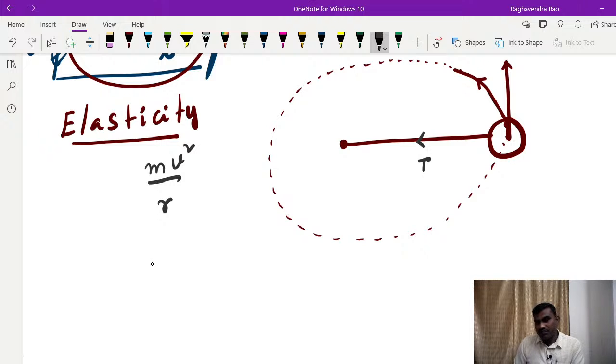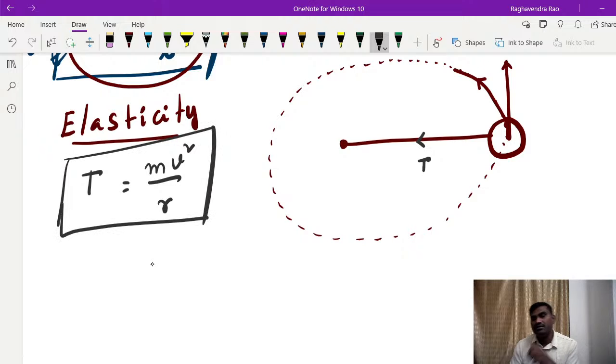Now this tensional force is due to the elastic nature of this string, and without breaking the string, the tension in the string provides the necessary centripetal force to revolve this stone in a circular path. So this point is also related to the elastic nature of the string. That is the reason they will ask questions on this model. So T is equal to mv square by r. Based on this stress and strain, very simple numericals are there. You can practice those numericals.